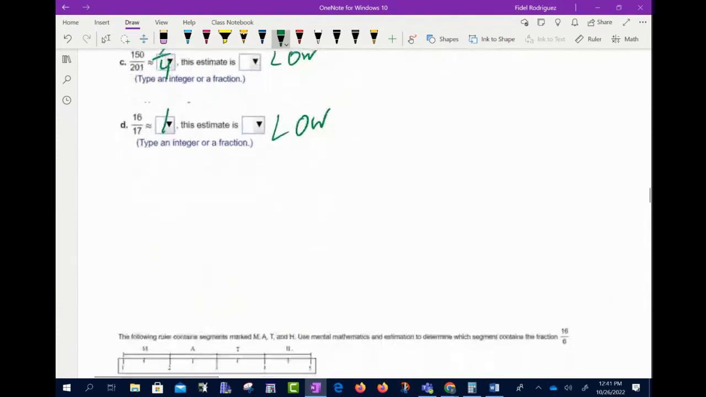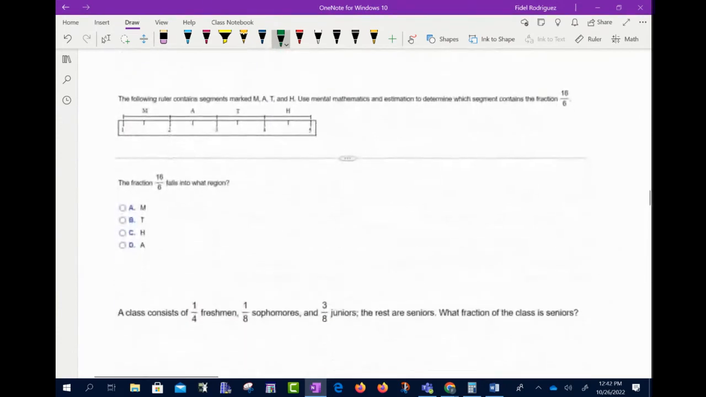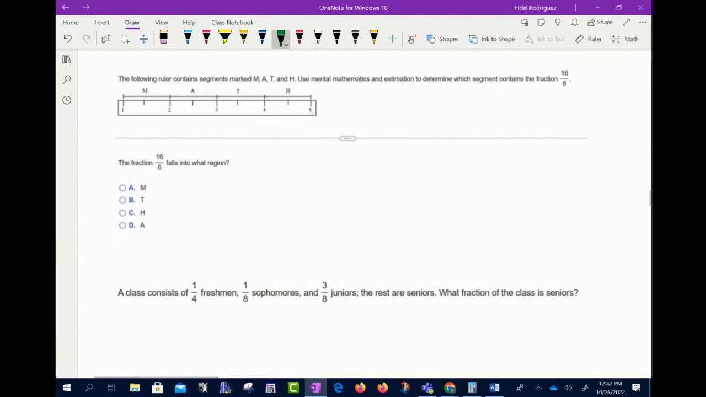Okay, so let me keep scrolling along here. Let's see what else we got. Okay, so it says, the following ruler contains segments marked MATH. Use mental mathematics and estimation to determine which segment contains the fraction 16 over 6. Okay, so look, y'all, 16 over 6.